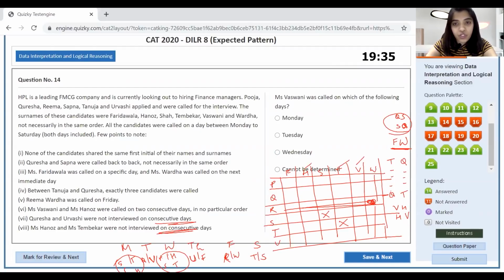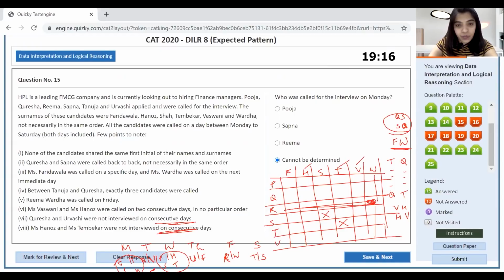Vaswani was called on which of the following days? Monday, Tuesday, Wednesday. Vaswani, where do we have Vaswani? We have Vaswani here on Tuesday. Vaswani is Tuesday, yes. Monday, who was called on Monday? We cannot determine who was called on Monday. It's either Sapna or Pooja.